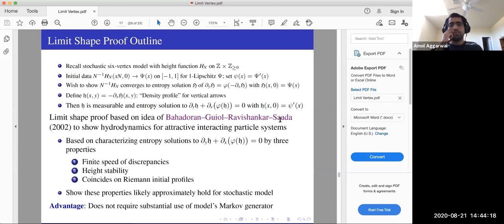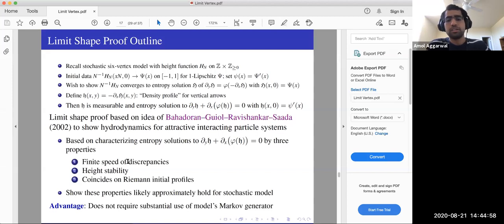Okay, so this is the setup, and the limit shape proof is based on an idea of Bahadoran, Guiol, Ravishankar, and Saada, who were showing hydrodynamical limit theorems for attractive interacting particle systems. I won't tell you what an attractive interacting particle system is, but these are certain models in stochastic dynamics. Anyway, the proof is based on a certain characterization of the entropy solutions to this PDE by three properties. And I'll tell you what these properties are on the next slide.